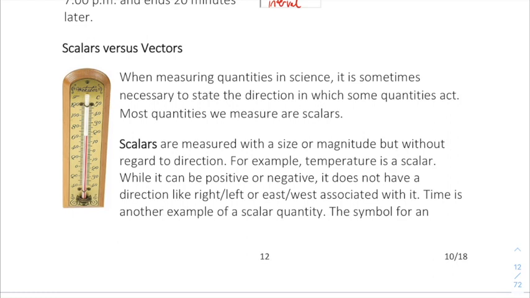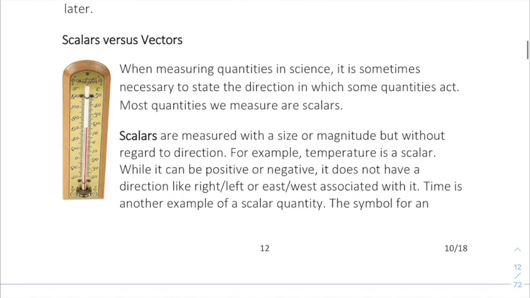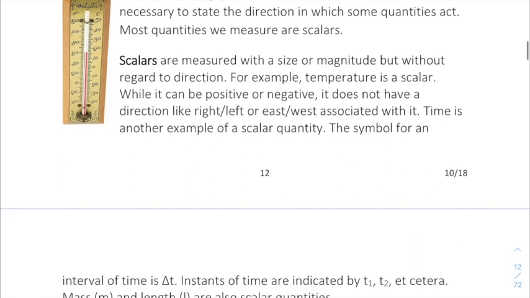Time is another example of a scalar quantity. Time typically never goes negative anyways. We only think about intervals in the positive sense. So they don't really have directions. They're always moving, but they're always moving in the same direction at the same speed. So they are considered scalar quantities.